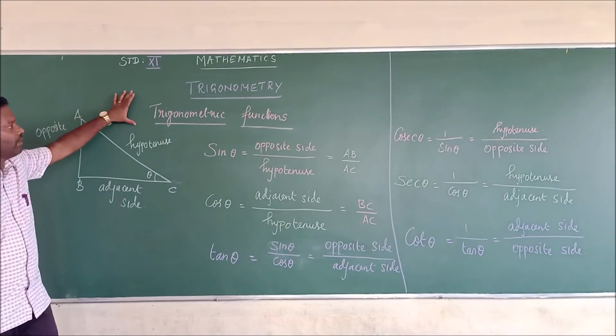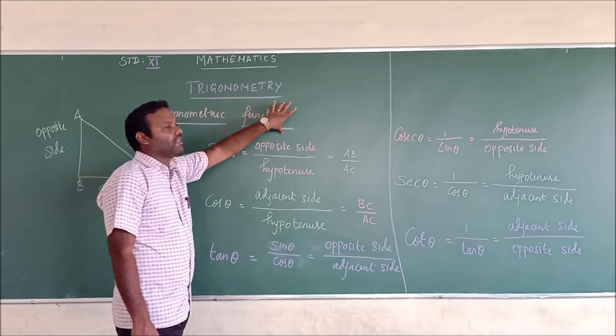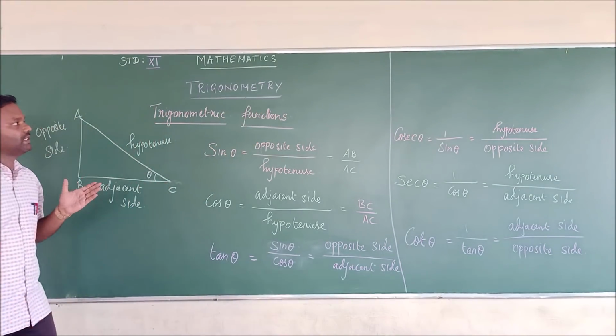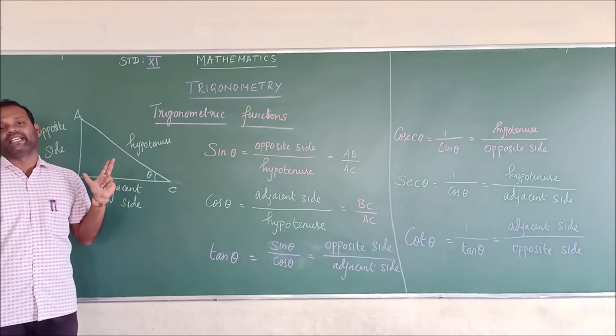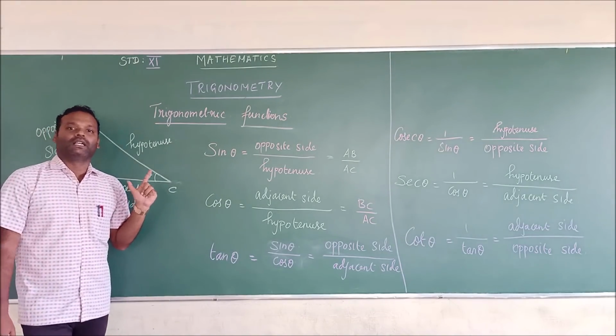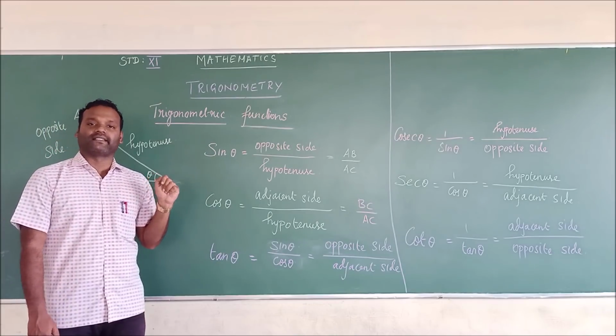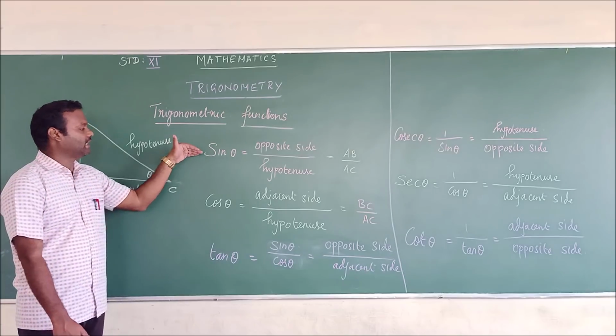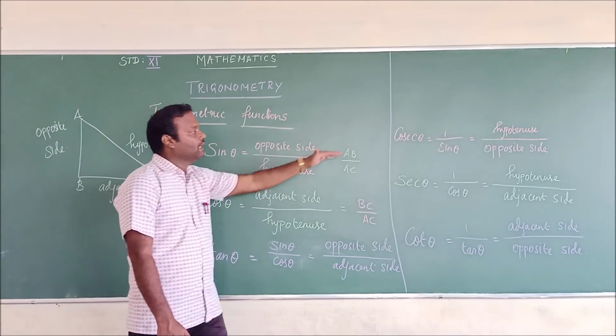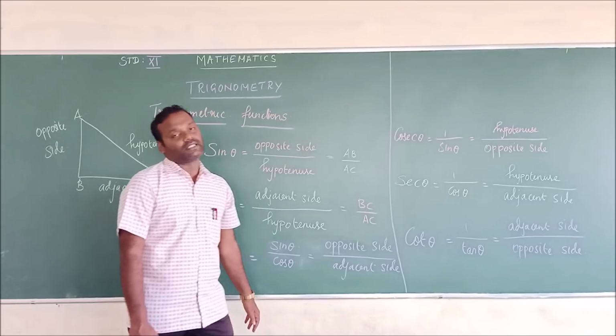So now we are going to see the ratios of trigonometric functions. So what are all the six trigonometric functions I have mentioned? Sine, cosine, next tangent, next cosecant, next secant, and the last cotangent. In short, we can say sine, cos, tan, cosecant, secant, and cot.